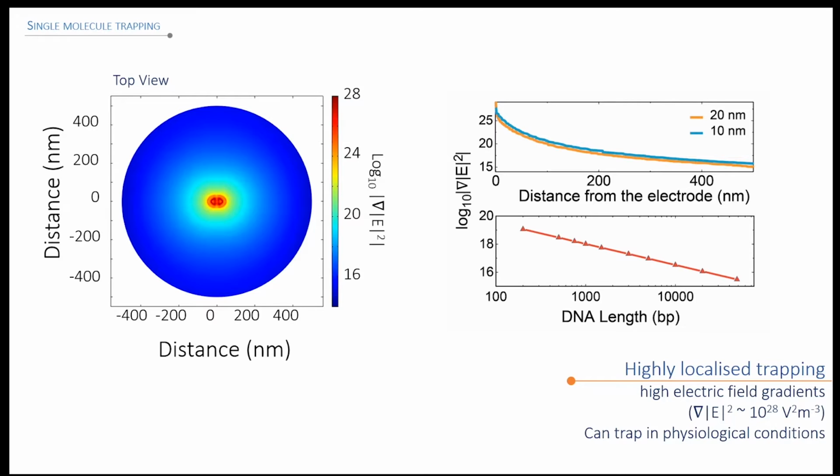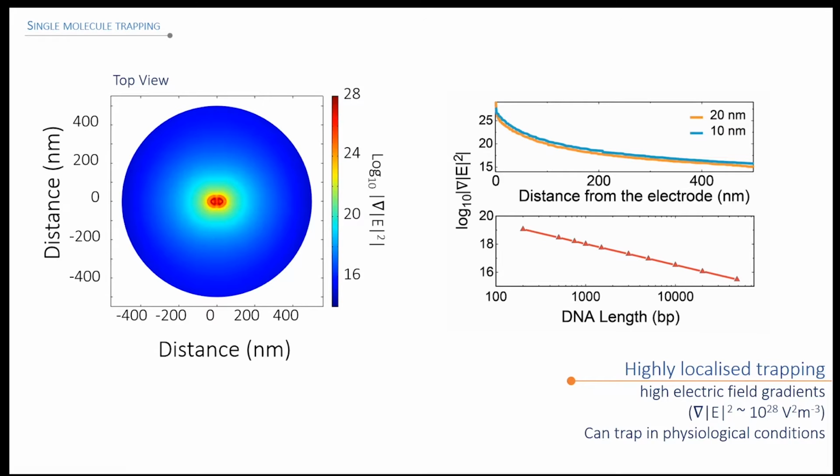From the finite element method calculations that we performed, field gradients as high as 10 to the power of 28 volts squared per meter cubed near the electrode gap could be observed. With such high field gradients, single DNA molecules well below 200 base pairs could be trapped. The z-axis projection of the field gradient along the tip can be seen here, where a highly localized trapping field can be seen at the very end of the tip.